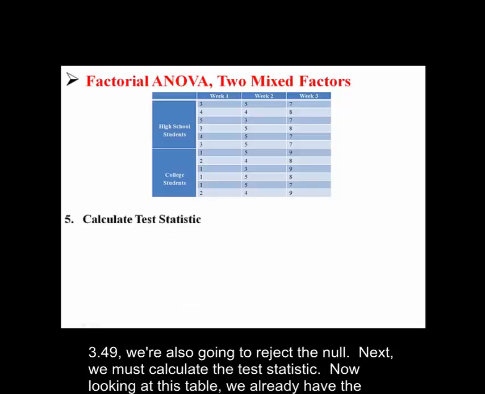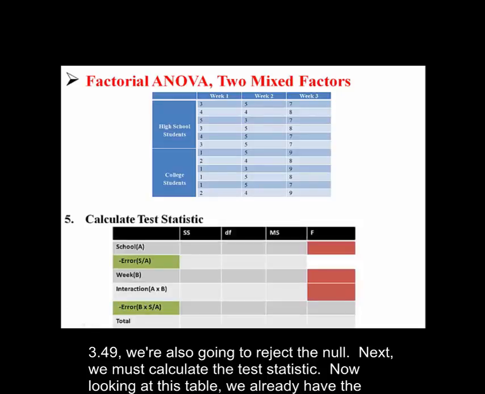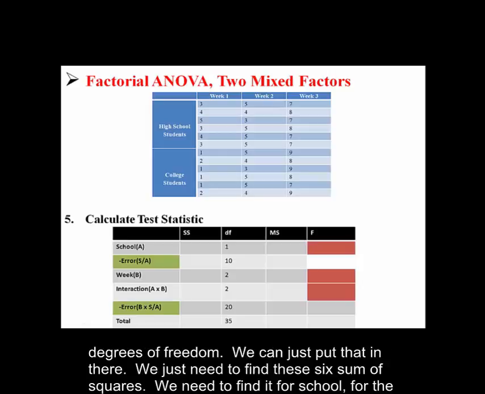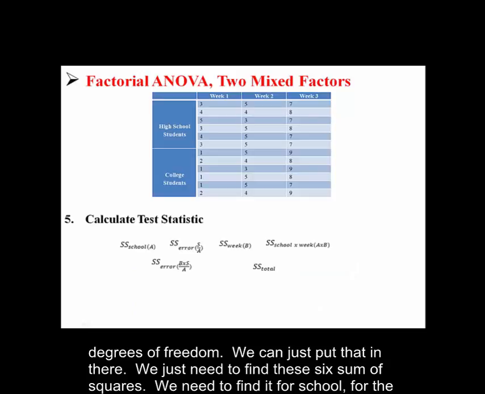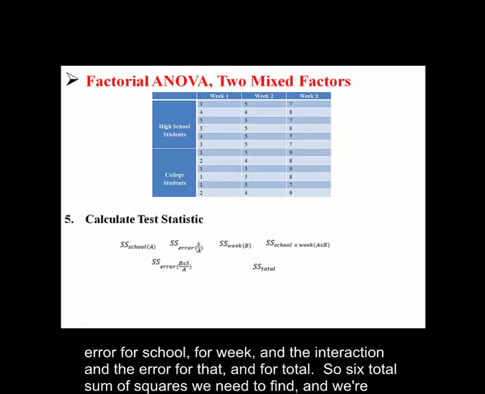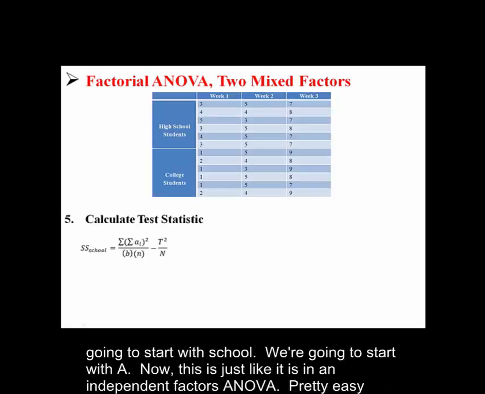Next, we must calculate the test statistic. Now looking at this table, we already have the degrees of freedom. We can just put that in there. We just need to find these 6 sums of squares. We need to find it for school, for the error for school, for week, and the interaction, and the error for that, and for total. So 6 total sums of squares we need to find. And we're going to start with school. We're going to start with A. Now this is just like it is in an independent factors ANOVA. Pretty easy.